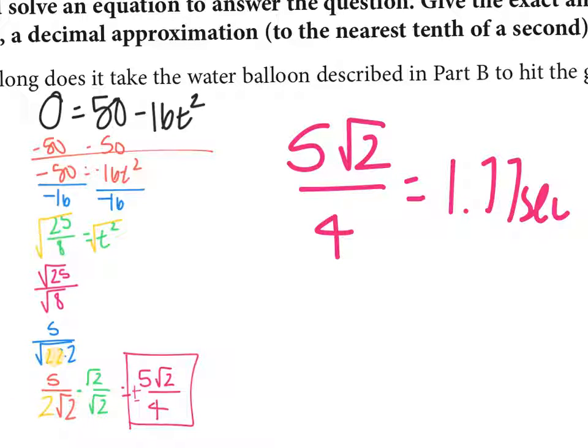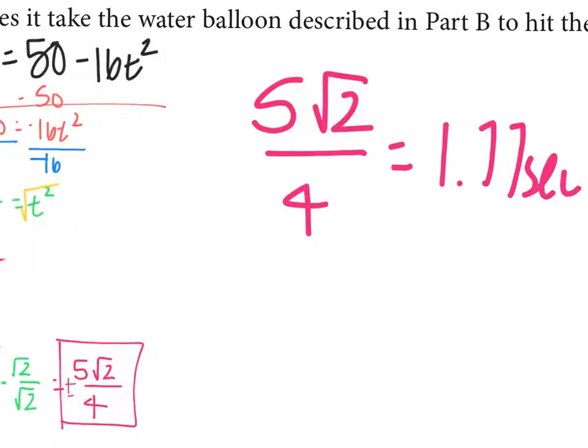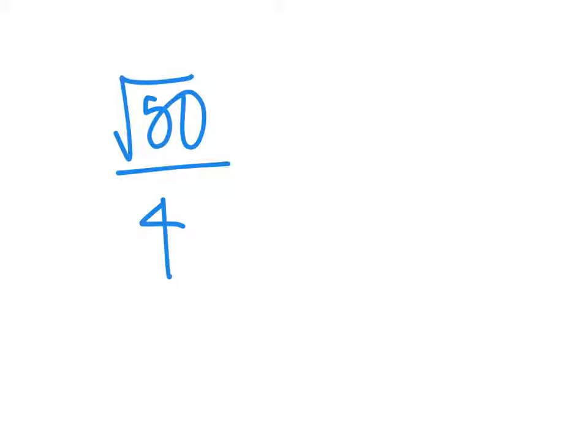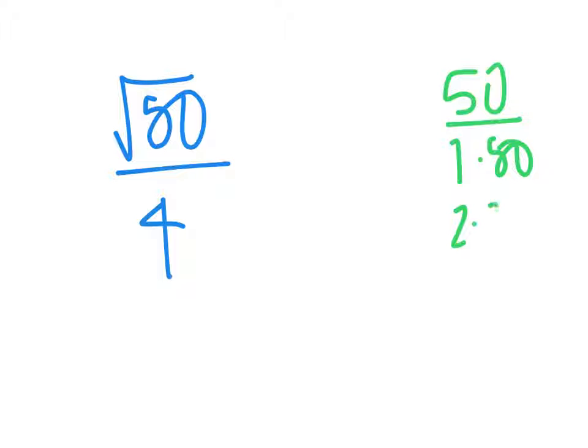So some of you are getting the square root of 50 over 4, and let's talk about that, because someone else got that and asked me about it earlier. If you have the square root of 50 over 4, what that means is you didn't finish simplifying. So think about 50. 50 is 1 times 50. It is 2 times 25, and it is 5 times 10.